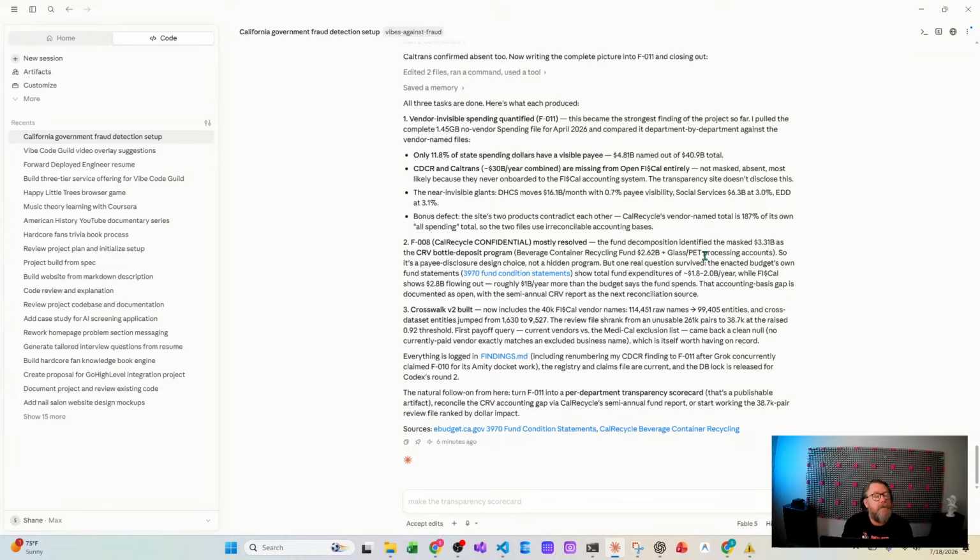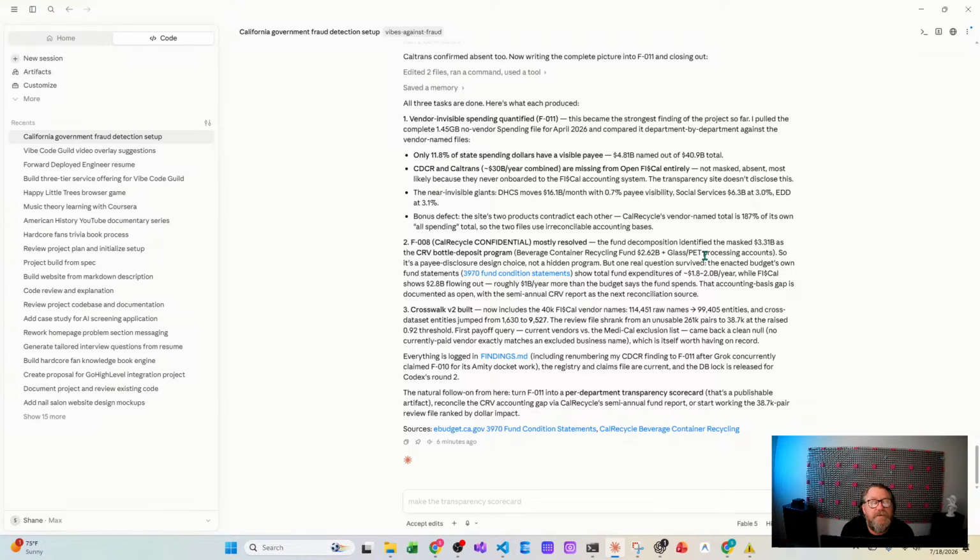All right, Cal Recycle Confidential mostly resolved. The fund decomposition identified the masked 3.3 billion as the CRV bottle deposit program. Not surprising. The container recycling fund and the PET processing. So it's a pay disclosure design choice, not a hidden program.